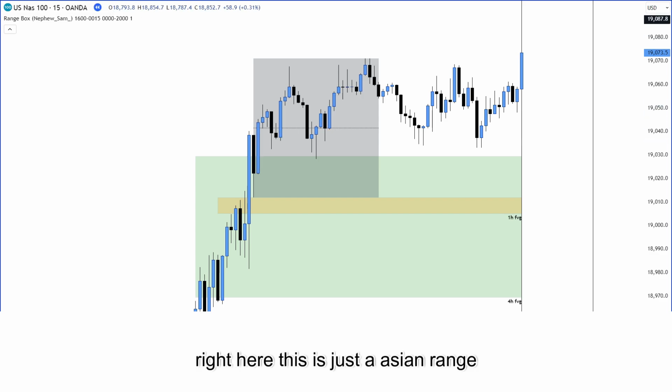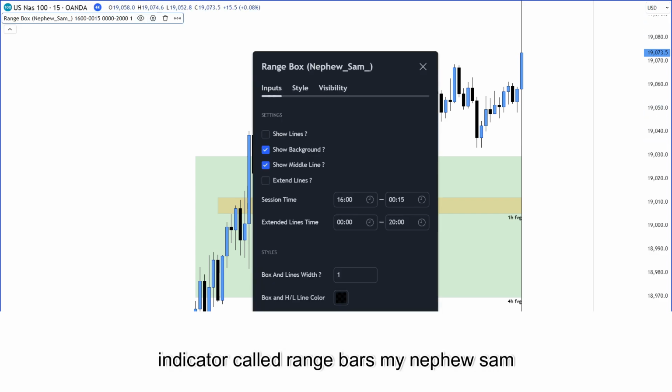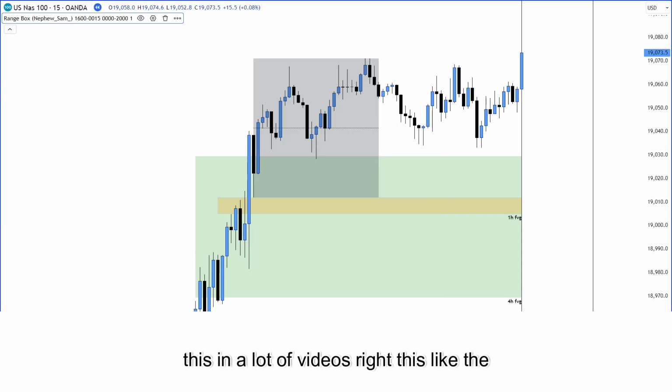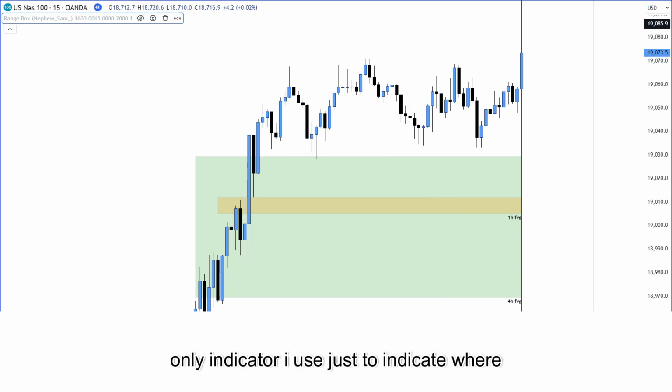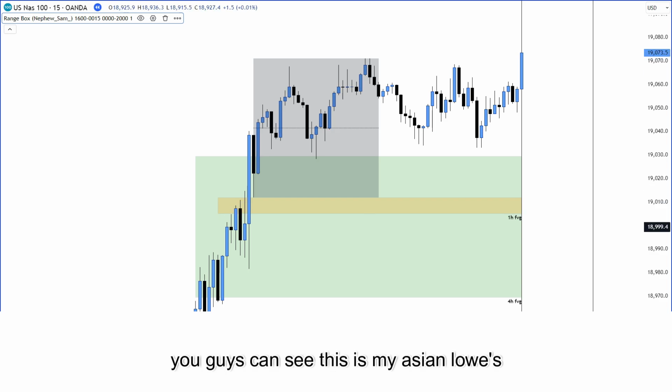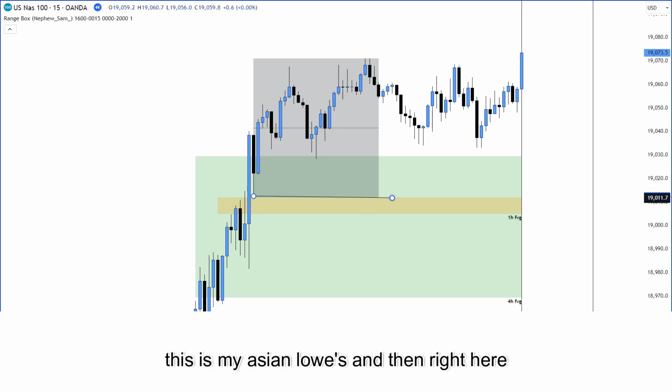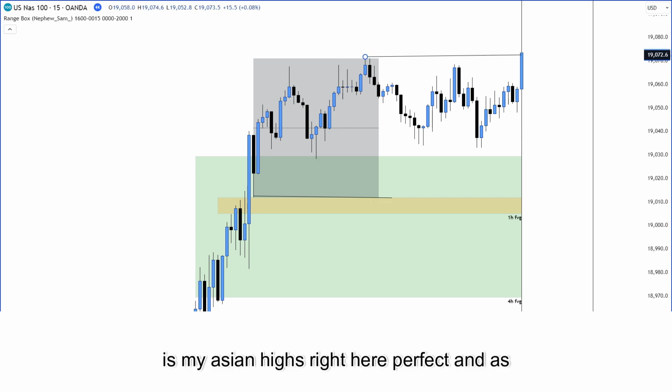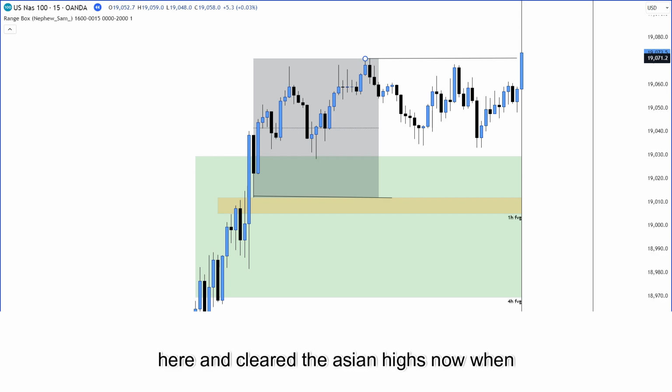This is just an Asian range indicator called range bars by nephew Sam. If you guys don't know this already, I show this in a lot of videos, right? This is like the only indicator I use just to indicate where is the Asian range, right? So right here, as you guys can see, this is my Asian lows. This is my Asian lows. And then right here is my Asian highs right here. Perfect. And as you guys can see, price already came right here and cleared the Asian highs.